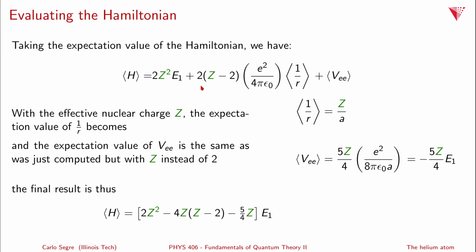Everything is in terms of E1. So we have 2Z squared, that's from this term, minus 4Z times Z minus 2, that's from this and this term here, and including this, which is related to E sub 1. And then we have minus 5/4 Z, and all of this is times E sub 1, which of course is negative 13.6 electron volts. We can now multiply this out. We get another term with Z squared. Negative 4 and 2 gives us a minus 2Z squared. We have a term here that gives us 8Z, and here we have negative 5/4 Z. We end up with 27/4 Z, all times E1.